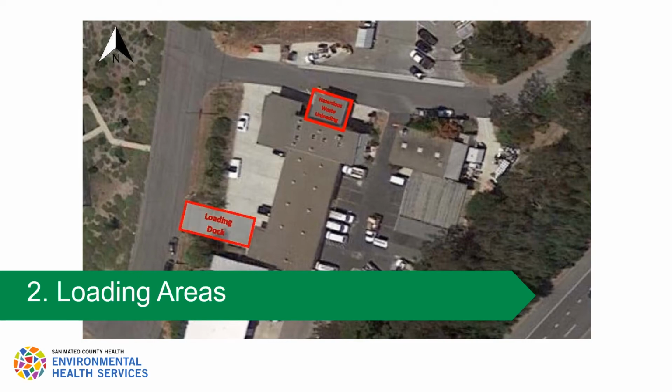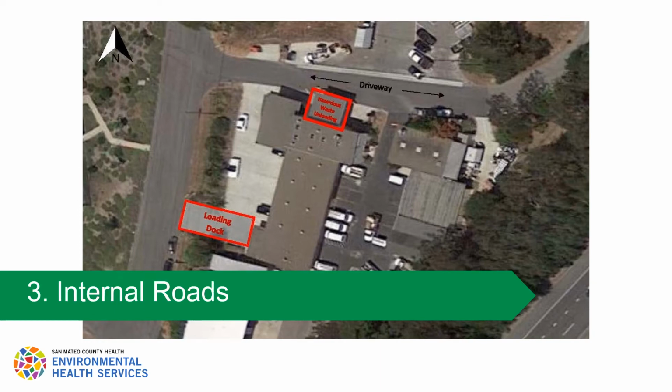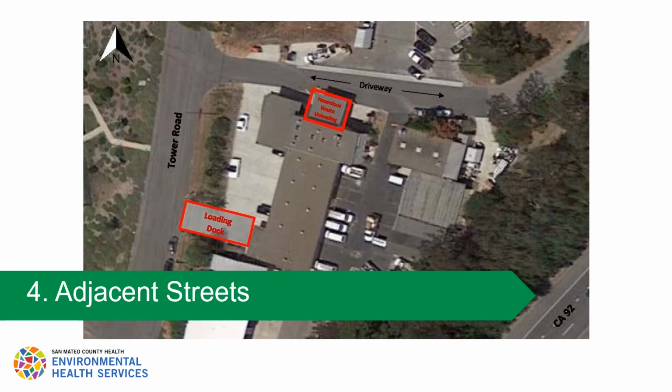Next, add any loading areas, such as loading docks or any specific locations designated for shipment receiving of hazardous materials brought into your facility. If you have any internal roads or alleyways, make sure those are indicated. Then, move on to the adjacent streets and label those as well.